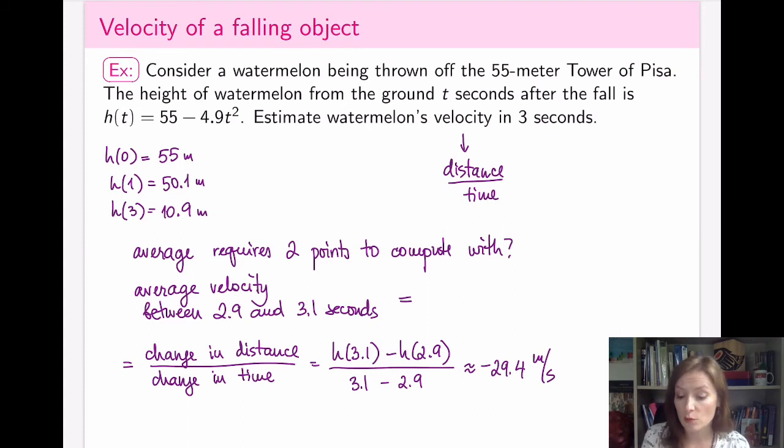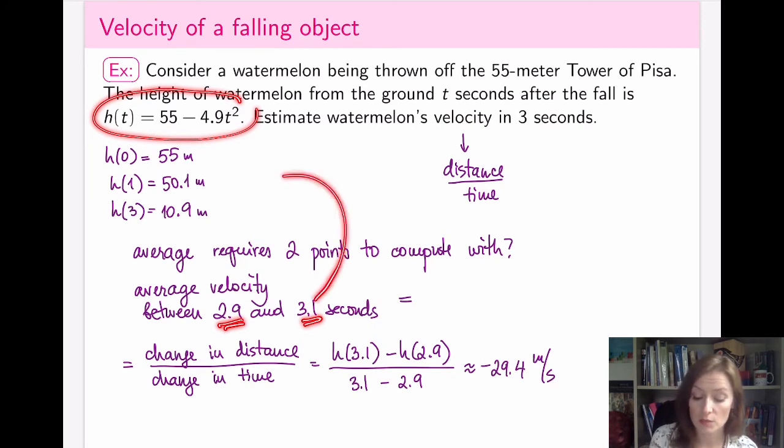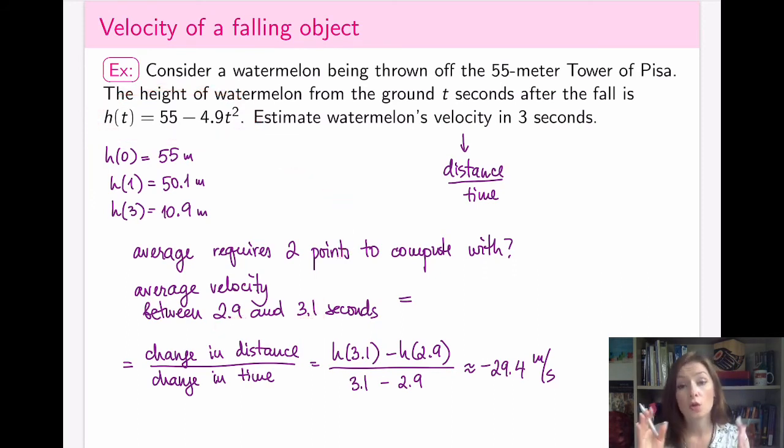Whenever you have a formula like this, you can once again pick whatever 2 numbers you would like to compute in between and plug it in directly into the formula. The closer they are to the number you're interested in, the better your average will be. But once again, let's discuss what are the issues with this average?